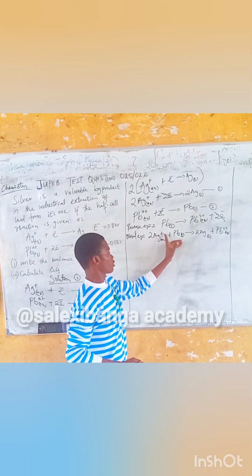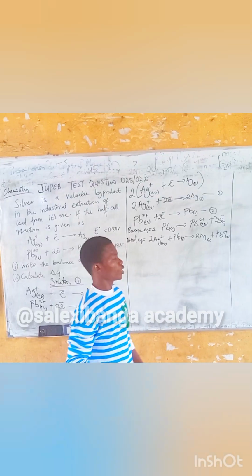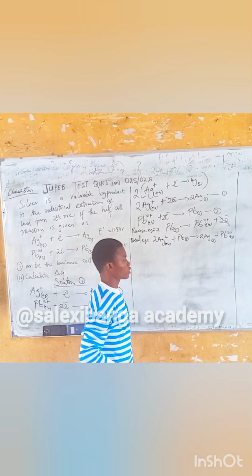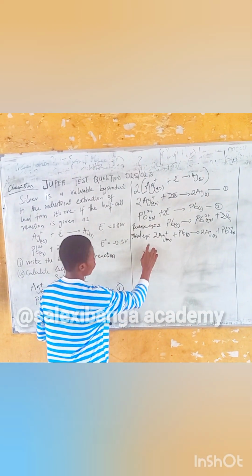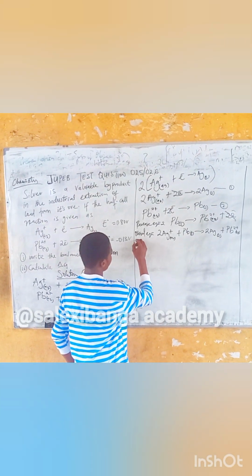Of course, these two affect the charge. We have 2 electrons here, and then we also have 2 electrons here, which means the equation is balanced. So of course, this is our overall equation for this particular question 1. So let's go for question 2.